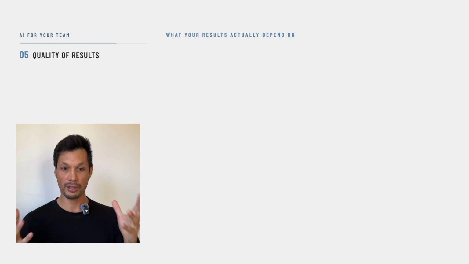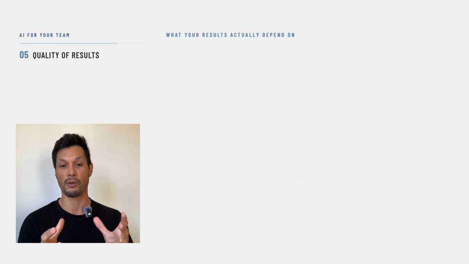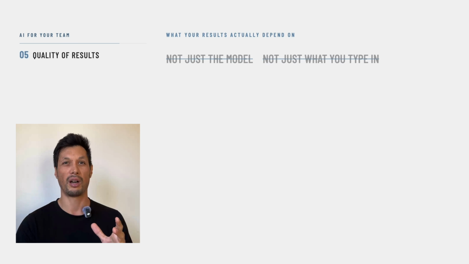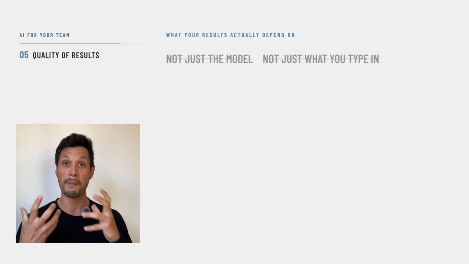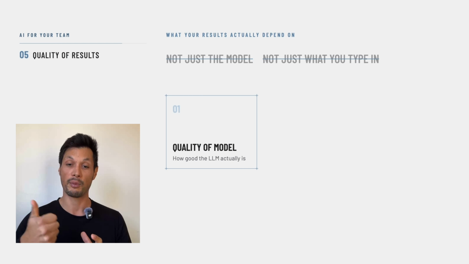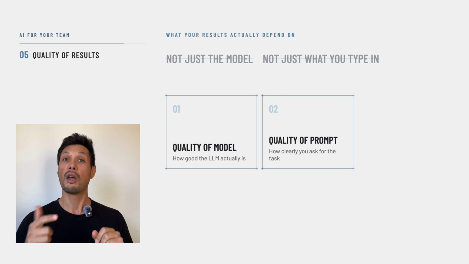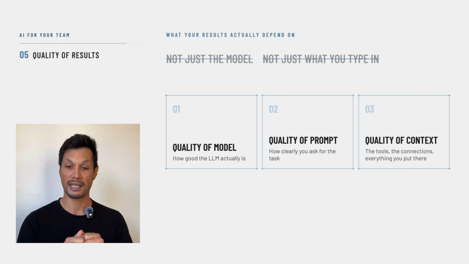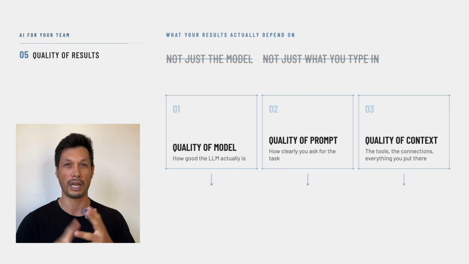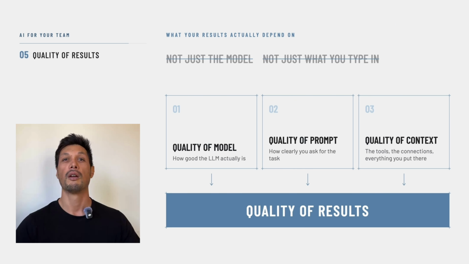With all of this, you should understand now that the quality of the results that you're getting from your AI agent are not just the model, are not just what you type in. It's a mix of three very important factors. The quality of the LLM or AI model, how good it is, the quality of the prompt, how clear you're actually asking for a task, and the quality of the context window, all the tools, all the connections, everything that you put there for the AI agent to understand what you actually want.